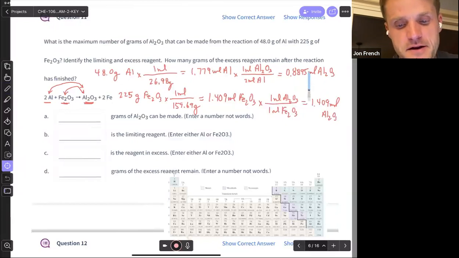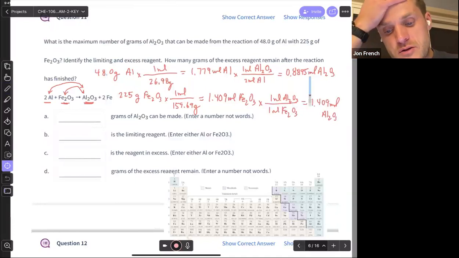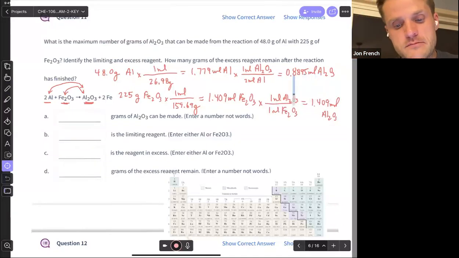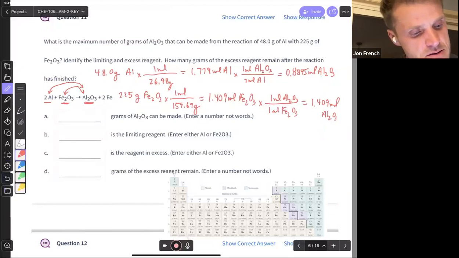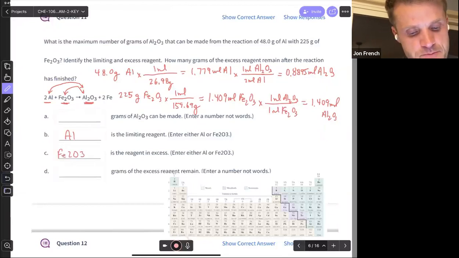So we've identified our limiting reagent. Our limiting reagent is aluminum, because when all the aluminum's consumed, I can make 0.8895 moles of aluminum oxide. Based on the iron 3 oxide, I could make more. So that tells me the iron 3 oxide is in excess. So the limiting reagent is aluminum. The excess is Fe2O3.